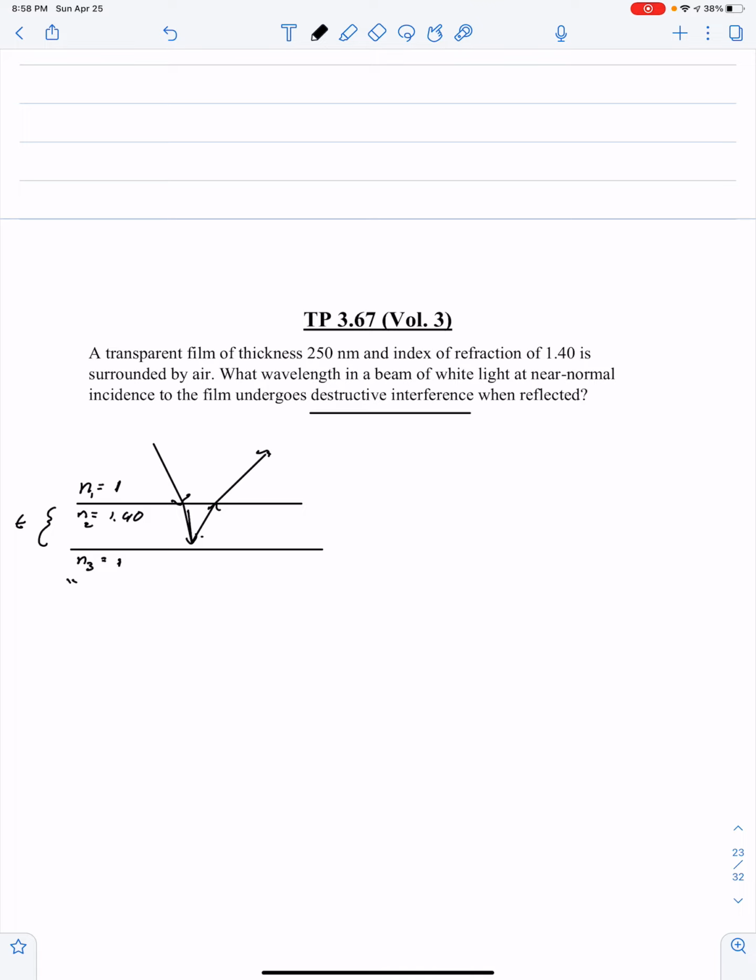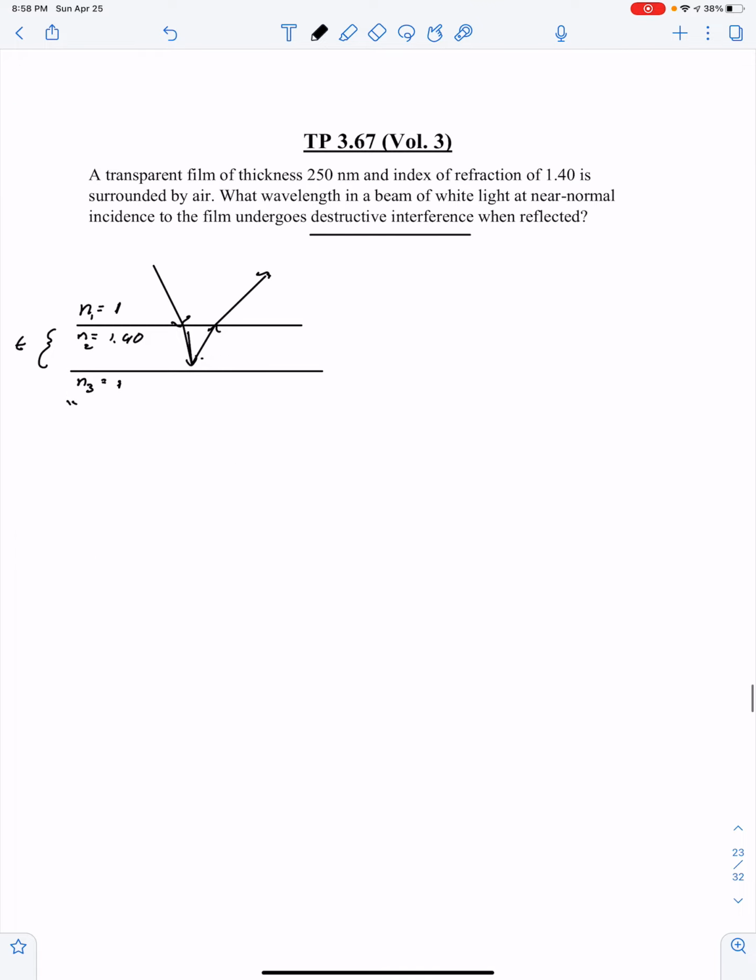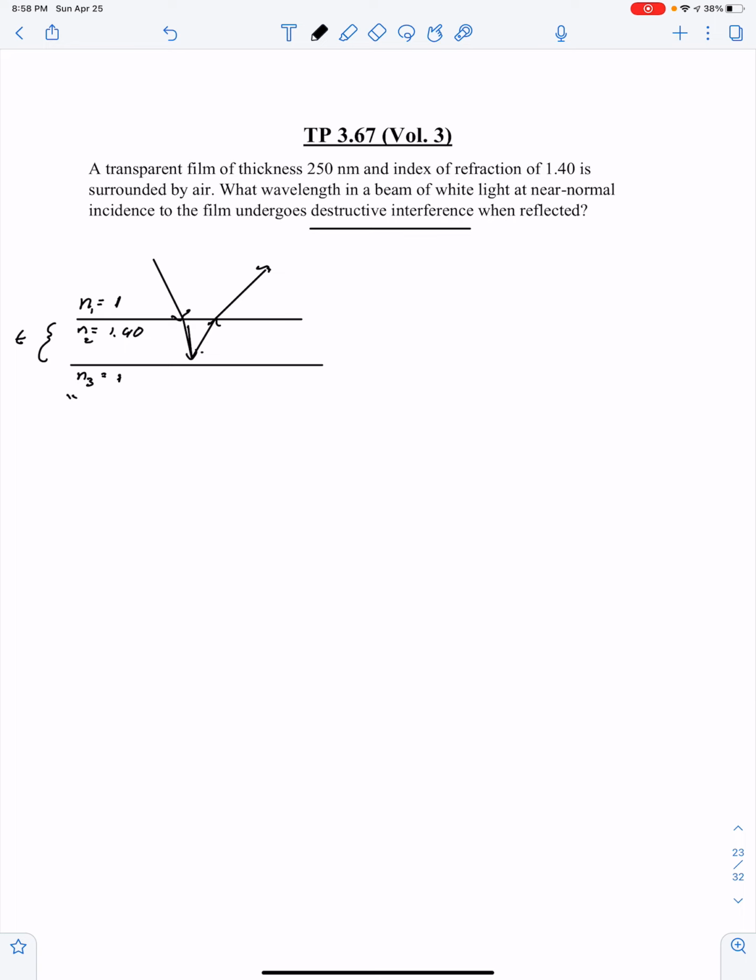3.67. Only one problem for this one. I think I stood up too much on my soapbox anyway. So it says a transparent film of thickness 250 nanometers and an index of refraction of 1.4 is surrounded by air. What wavelength in a beam of white light at near normal incidence to the film undergoes destructive interference when reflected?